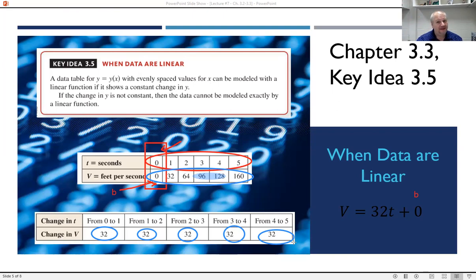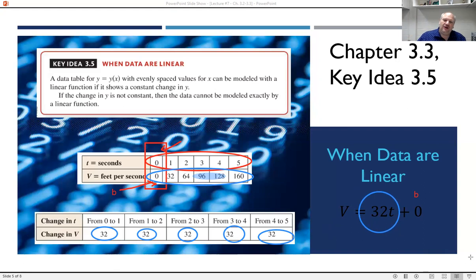And if it's linear, then we can follow all the rules that we saw in the last key idea 3.4, which is the idea that the initial value is b and the slope is constant, and it follows the model y equals mx plus b. So, for example, in this particular case, since I have shown that it is linear with an average rate of change table, I can assume that the slope is that rate of change. 32 is the slope. There it is.